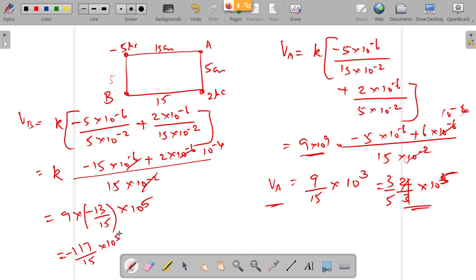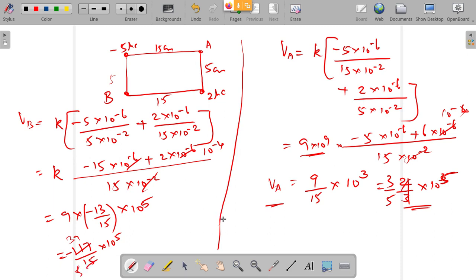Verify VB, whether you are getting the same VB, then we will do this thing. Minus 117 by 15 into 10 power 5. Which one? 9 and 15, huh? No. Okay. So this is 39 and this is 5. So again we got the same answer, 39 by 5, as we got earlier, so no problem, we are correct.